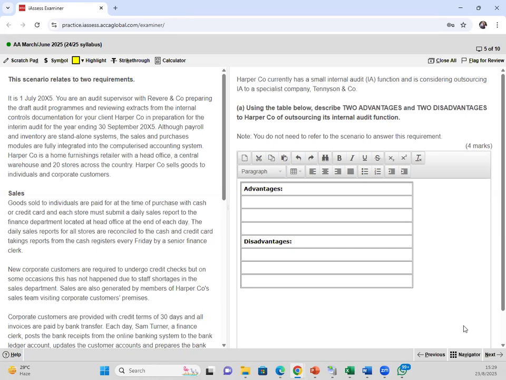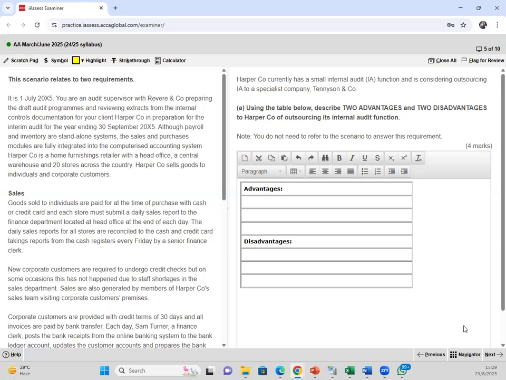Outsourcing the internal audit function. We can talk of flexibility, the availability of staff whenever the company needs extra staff to perform the internal audit functions.